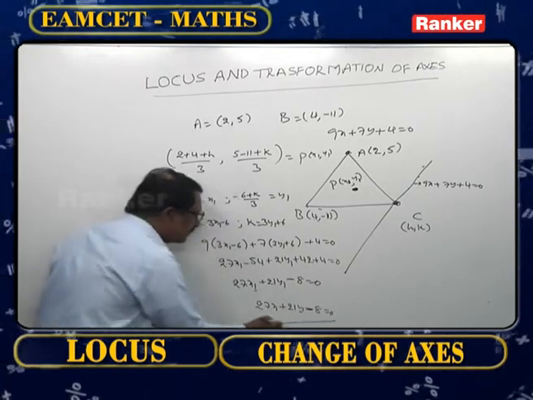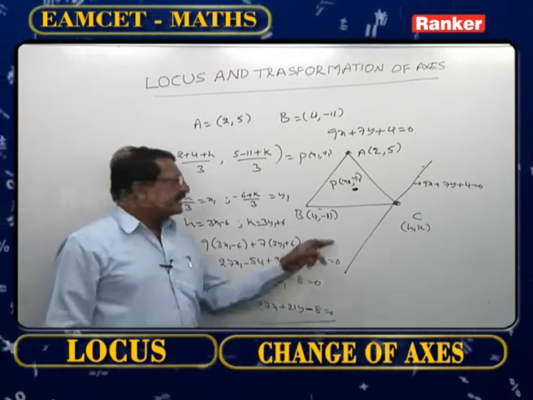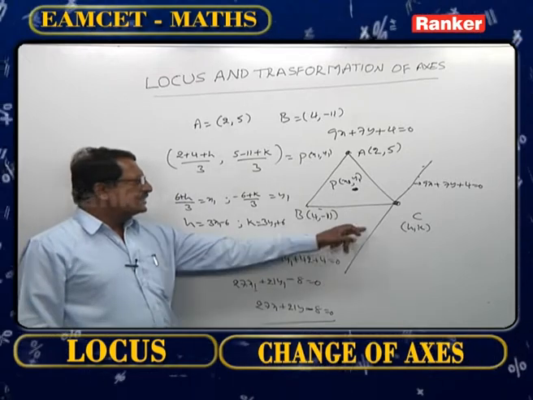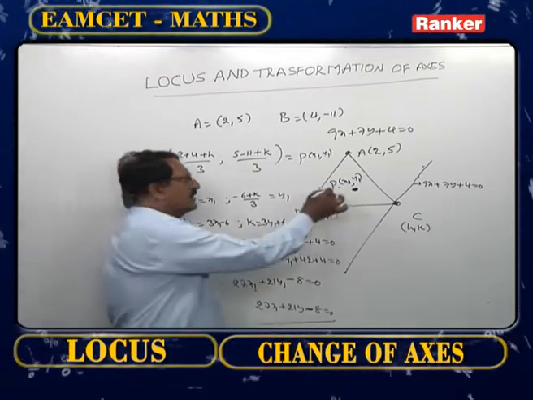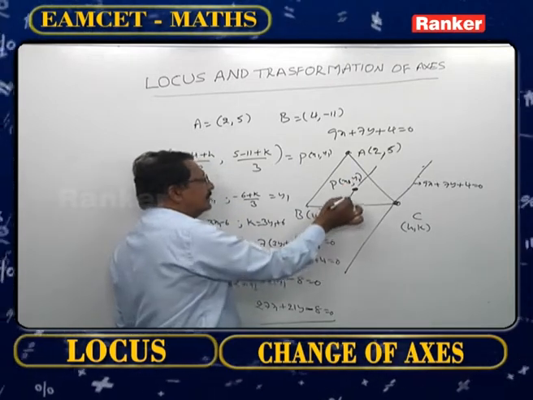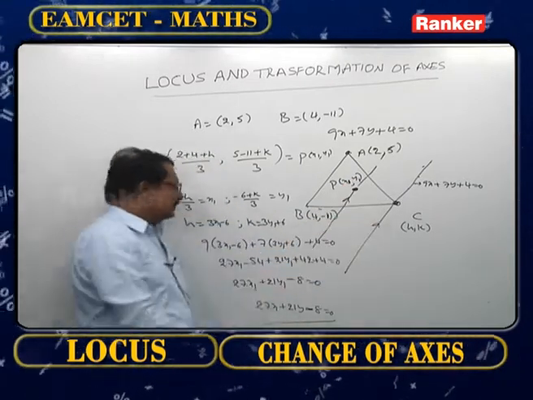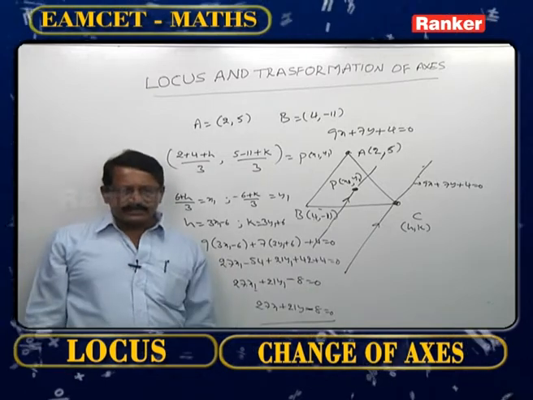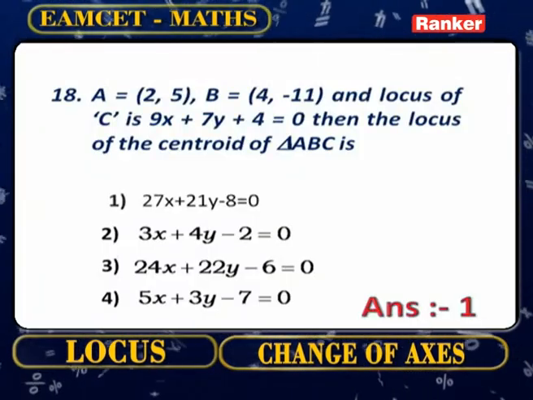Now it is also a straight line. It is parallel to the given line. The locus of the point P is also a straight line, parallel to the given line. Then the answer is the first option.